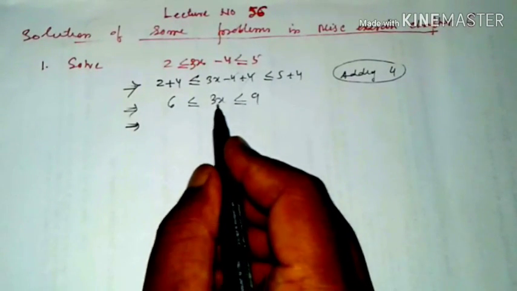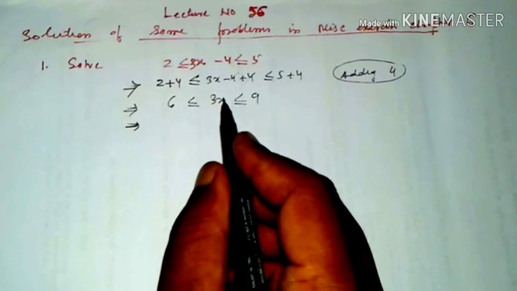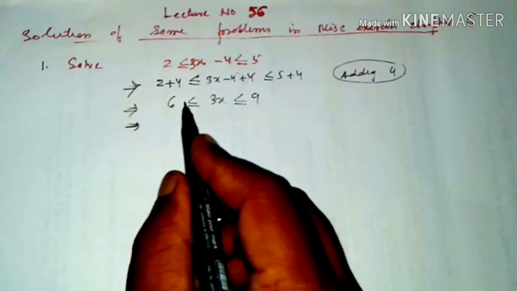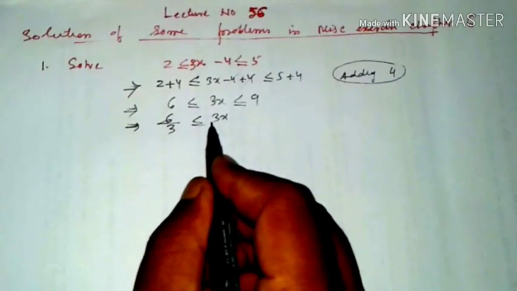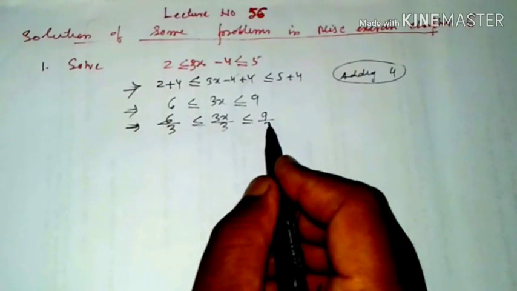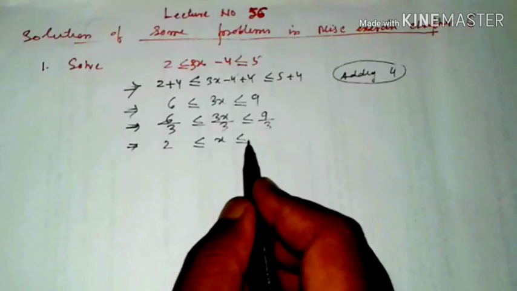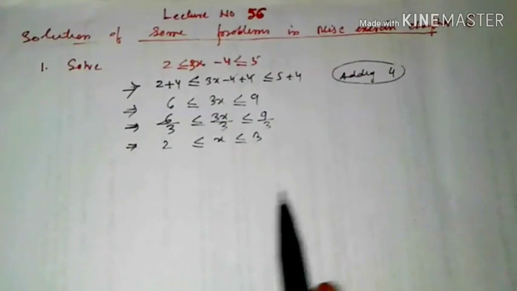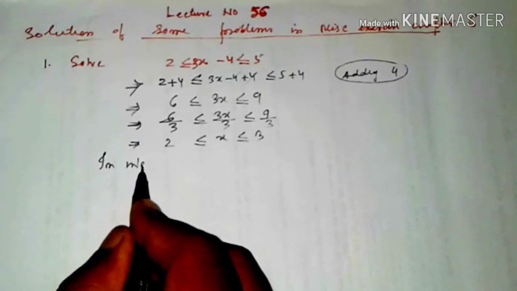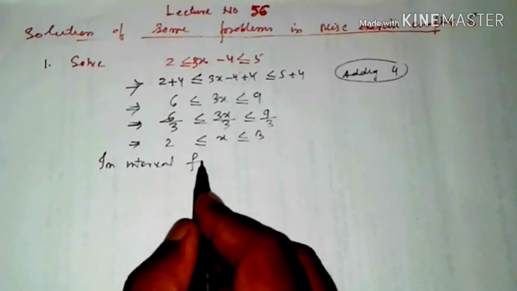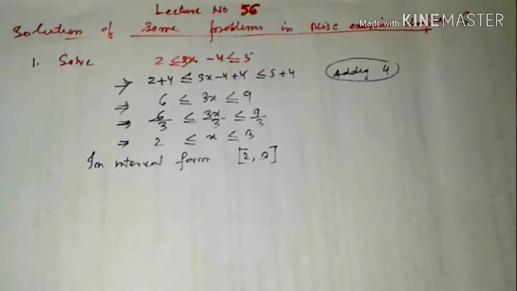Next step, we have to remove 3 from here. Here 3 is multiplied with x, therefore we have to divide by 3 here, here and here. Therefore 3x by 3, this is 9 by 3. It is 2 less than equal x less than equal 3. This is the solution. We can write it in interval form. We can write it as 2, 3, that is close interval.